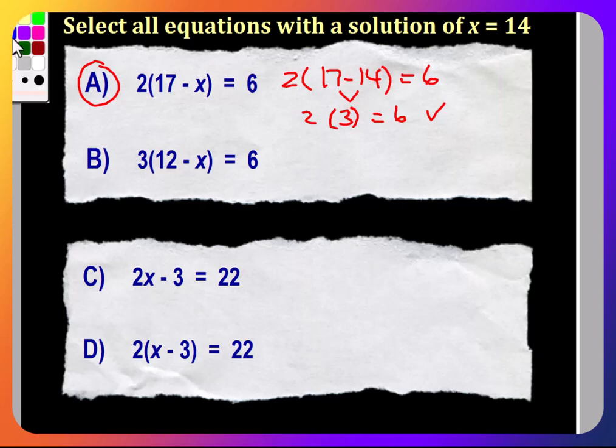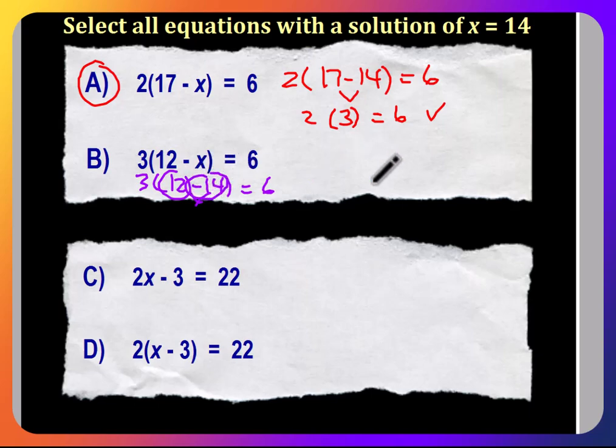Okay, let's try B. You're doing the same thing. 3 times 12 minus x. What is x? A 14. Should equal a 6. So order of operations says do PEMDAS first. 12 minus 14. The signs are different. When the signs are different, what do you do? Subtract, right? You get a 2. There's more negatives, so it's a negative 2. So now we have 3 times a negative 2. Does that equal a positive 6? No, it equals a negative 6. So B, 14 is not a solution for B.